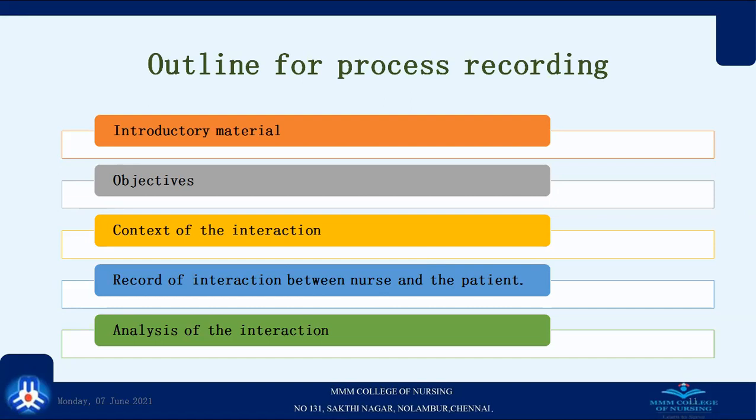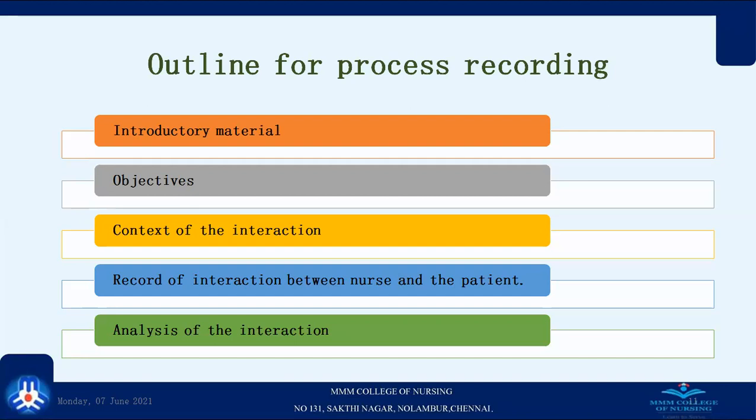The next thing is the context of the interaction, which means where the interaction took place. The context of the interaction describes where the interaction took place, activities involving the patient that occurred before the interaction, the patient's physical appearance, and how the interaction began. All those things come under the context of the interaction.